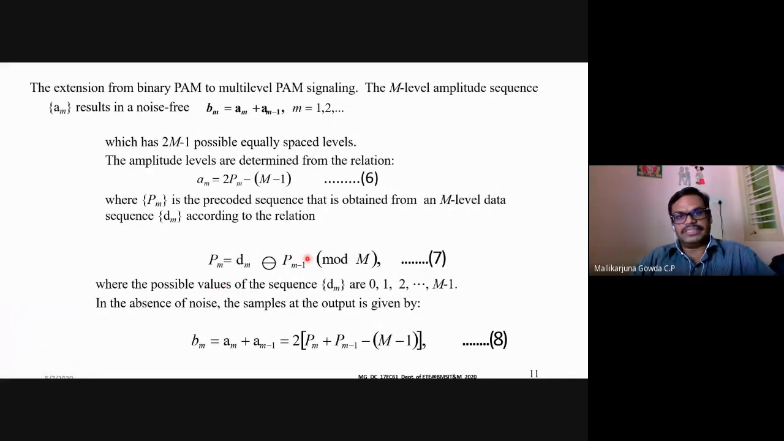So the equation will just be generalized to mod M. Nothing is different. There I wrote with respect to mod 2, here I will be writing with respect to mod M. So wherever mod 2 is there, you replace that mod 2 by mod M. So this formula BM is equal to AM plus AM minus 1, which is equal to what I wrote in the earlier case, PM plus PM minus 1 minus 1. Here now it will be M minus 1. That's all. If I take M as 4, it will be 4 minus 1 is 3. In the earlier case I wrote minus 1 because the value of M is 2, so 2 minus 1 is 1.